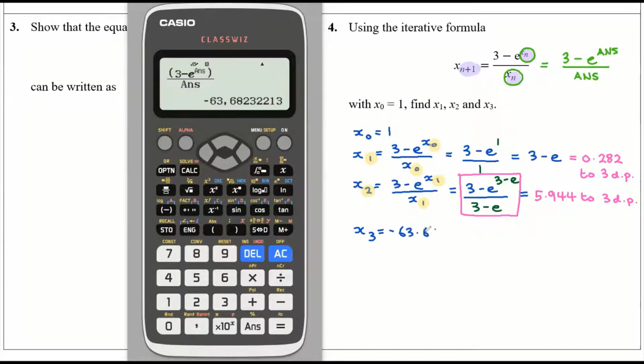Now you'll notice something about the answers. So we start off with something relatively small, then we go to something close to 6 and then negative 63. So thinking about the previous lesson when we did iteration, are these solutions converging or diverging? So we're going from 0.282, 5.94, and then negative 63.682. If you're not sure of the answer, just keep pressing the equal sign. I think it's pretty clear what's happening at the moment.